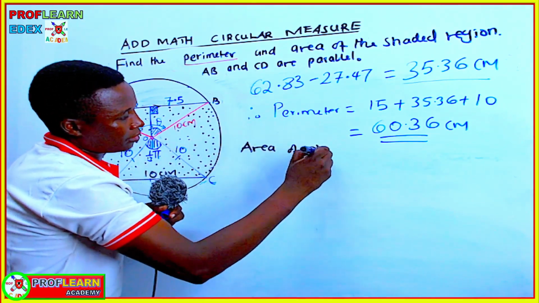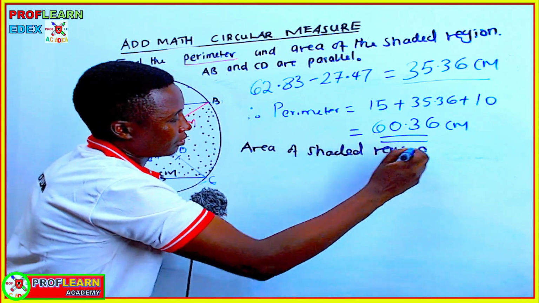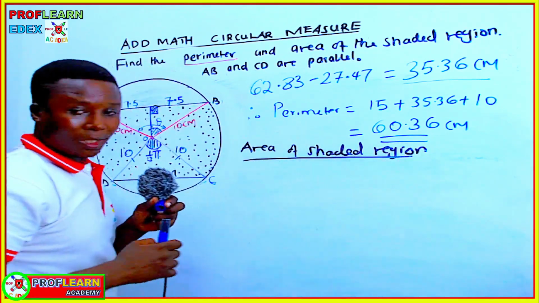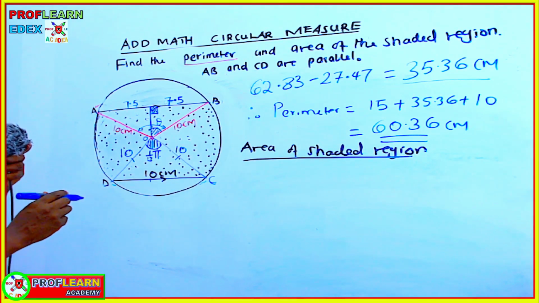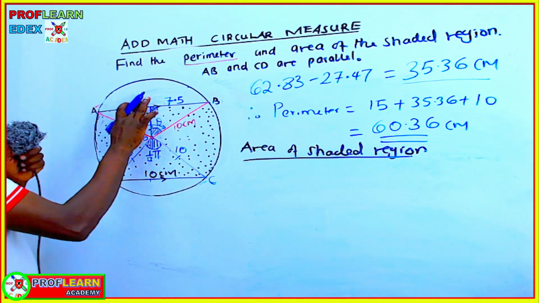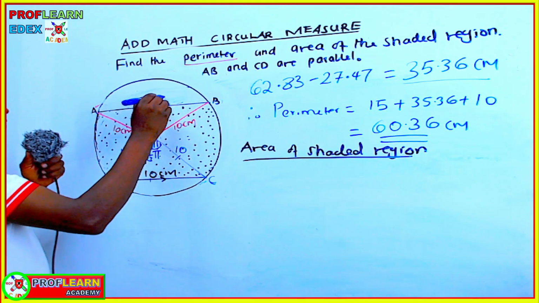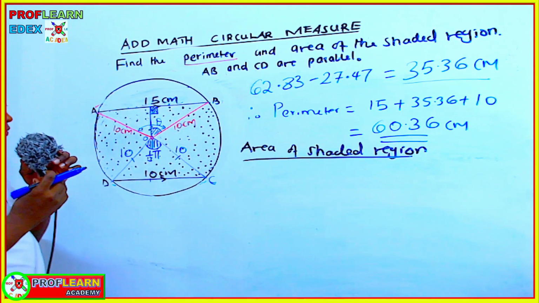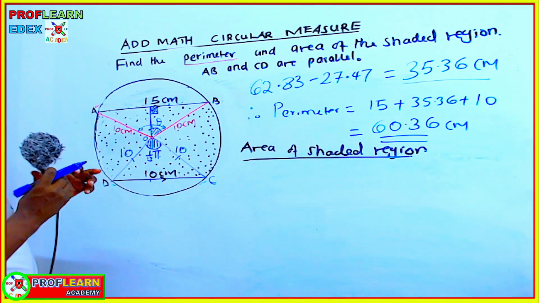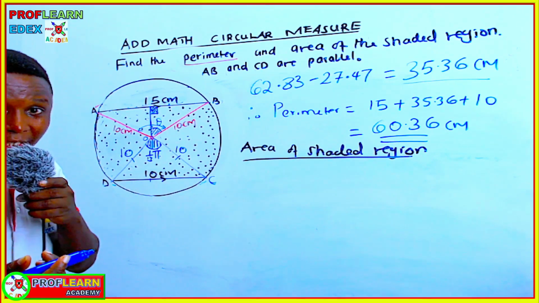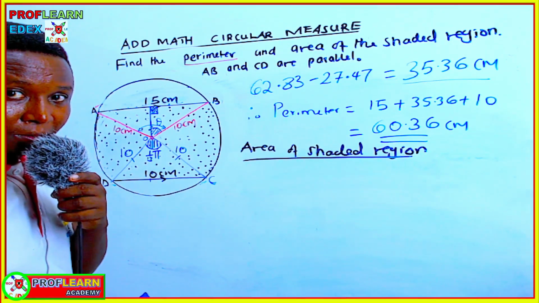Area of shaded region. Now, in order to work out the area of the shaded region, my approach will be: I'll work out this, which is actually 15 centimeters. I'll work out the area of the white part and the area of this white part. I subtract them from the area of the triangle.